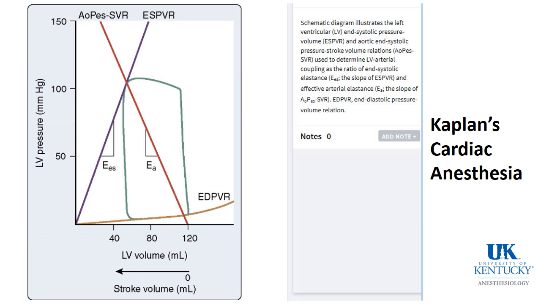And what is the ratio of end systolic pressure volume and end systolic pressure stroke relations and arterial elastance? Well, this figure from Kaplan's Cardiac Anesthesia attempts to depict the end systolic pressure volume relationship, ESPVR, and the effective arterial elastance. And hopefully this introduction to advanced ventricular arterial coupling will have some practical use in your self-study.